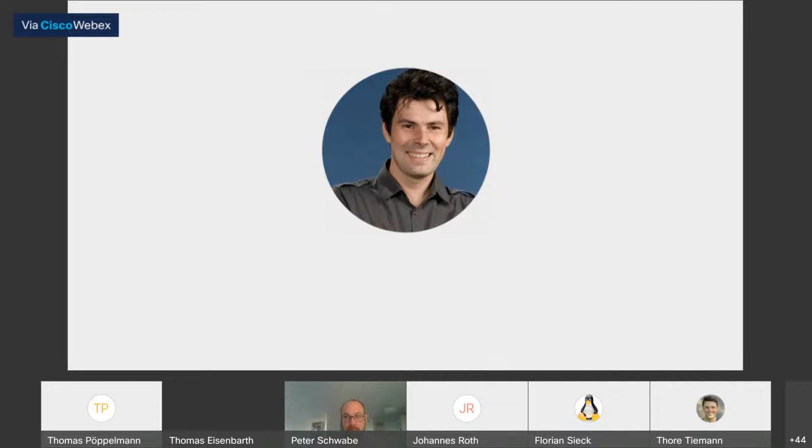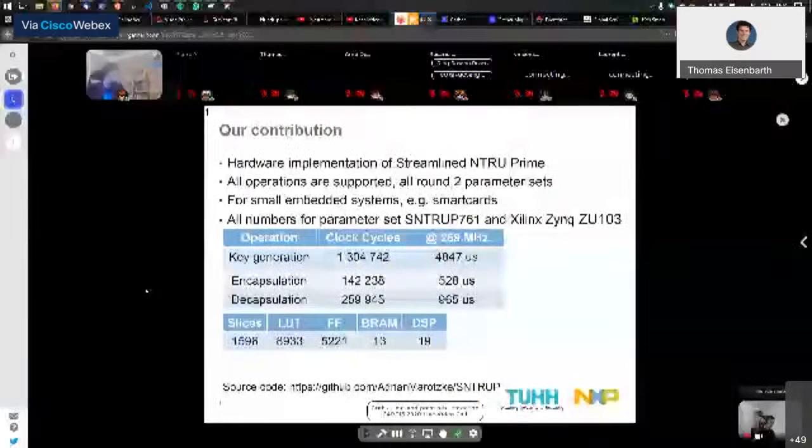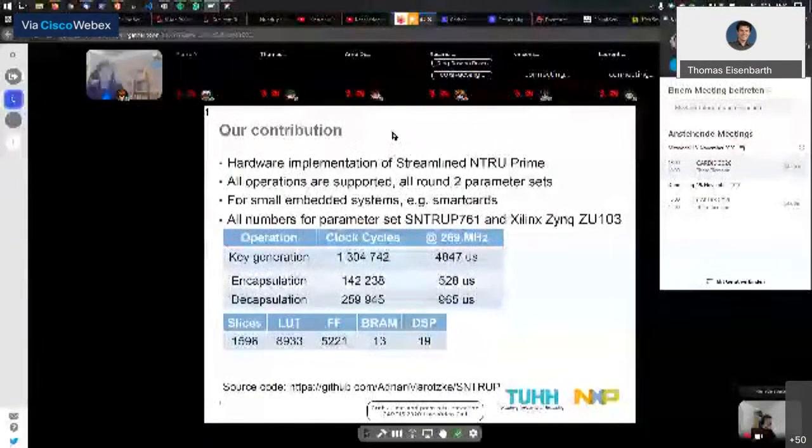S-entropy 761, and this is all done on a Xilinx Zynq FPGA. We can see that key generation at the maximum frequency of 269 megahertz takes about 4.8 milliseconds. Encapsulation takes 528 microseconds, and decapsulation is at 965 microseconds, with 1,596 slices, together with 13 BRAMs and 19 DSP units.